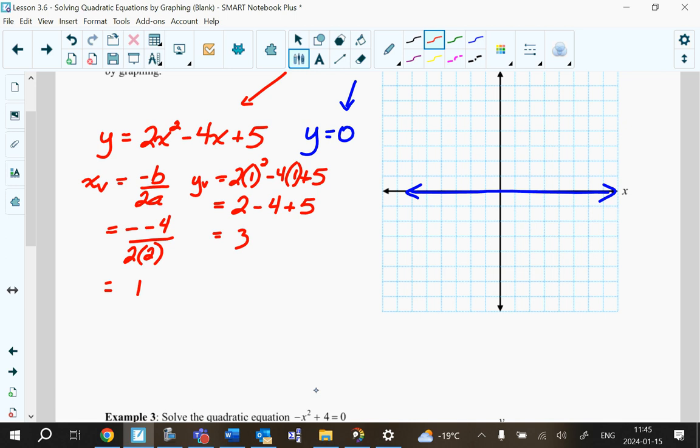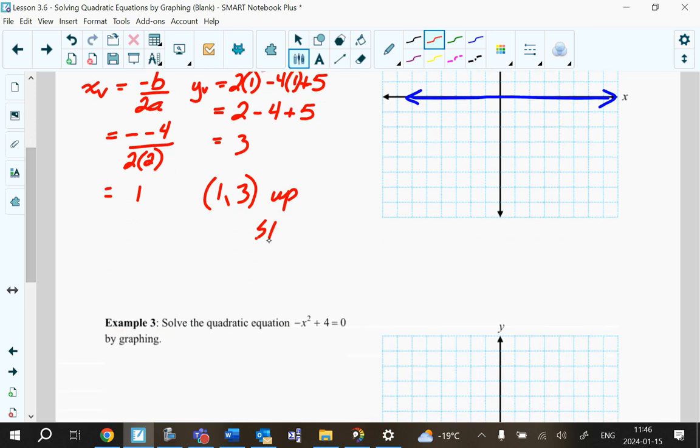Are you sure? That's right. Up or down? Up. Stretch or regular? Stretch. Stretch of 2. Yes. How did I find the stretch? You look to see if there's a number in front of the x squared. And there's a 2 there. So the vertex is 1, 3.